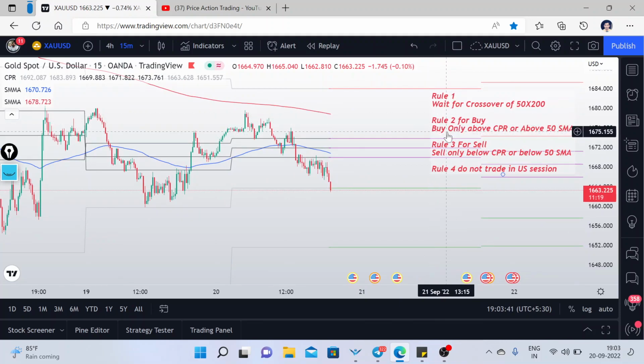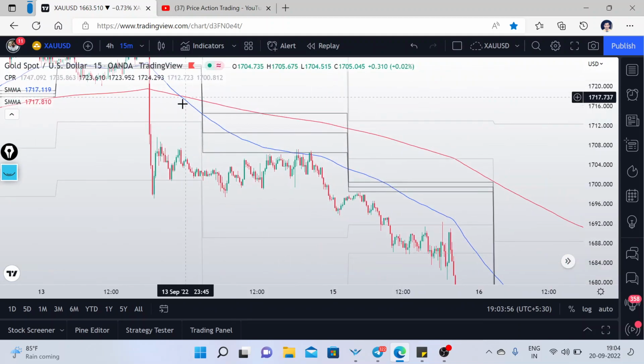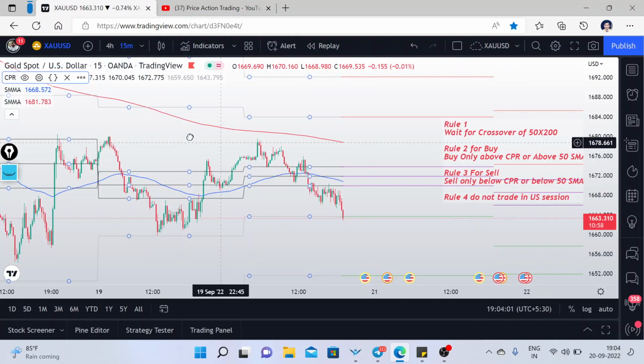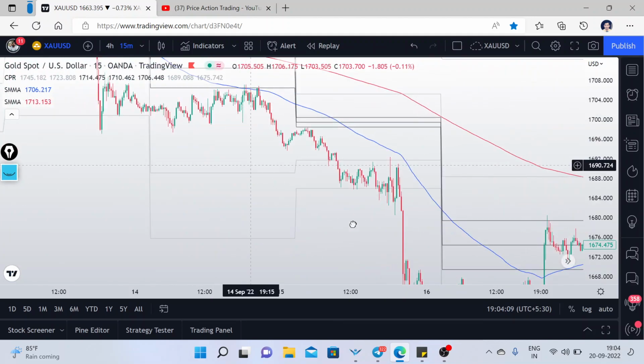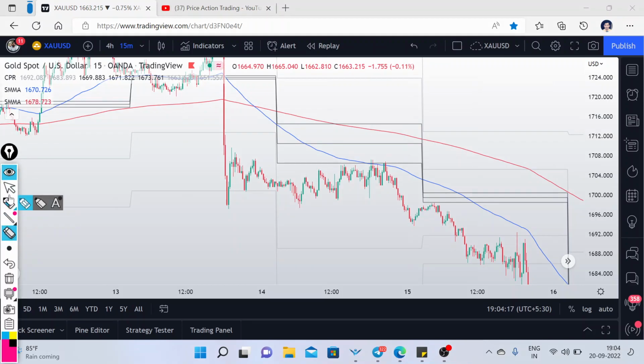So the rule number 2, so buy only above CPR or above 50 SMA. As this is example of sell, then I am going to explain the sell only. So for rule 3, for sell, as you can see, we have a sell signal over here. Now we have to look for the sell, and for the rule of sell, what you have to do, sell only below CPR or below 50 SMA. So now what this mean, see, if we have a sell signal, now we have to look for sell only below 50 period moving average.